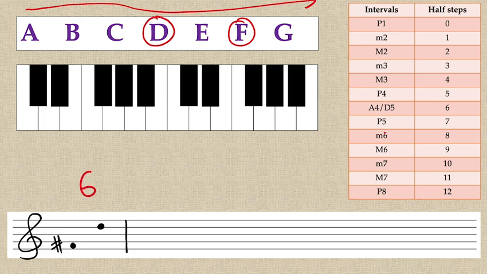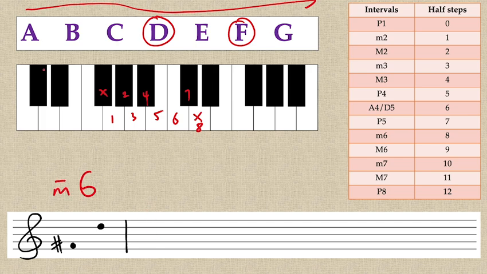And then now we have to figure out which 6 is this, major or minor. Now we'll use the piano keyboard, F sharp and D. 1, 2, 3, 4, 5, 6, 7, and 8. There are 8 half steps. So this is going to be a minor 6. A minor 6.